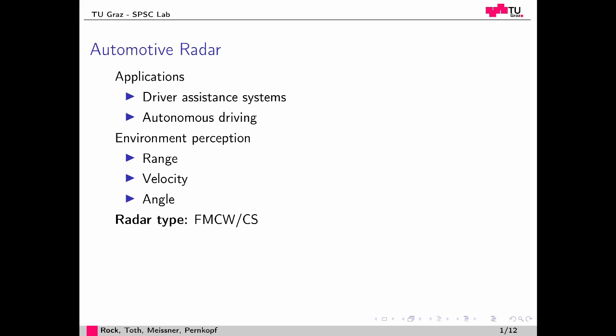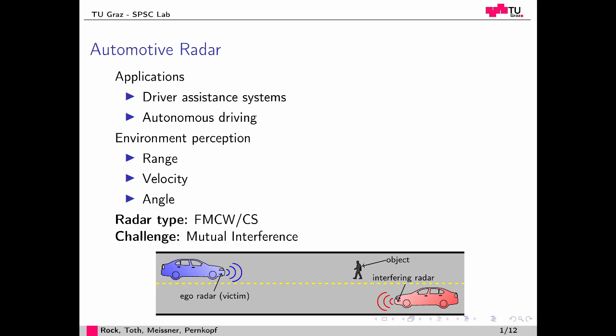In automotive radar, typically the frequency-modulated continuous wave chirp sequence radar is used. And we face the challenge of mutual interference, where multiple radar sensors send with overlapping frequencies and thus introduce an interfering signal to other radar sensors.